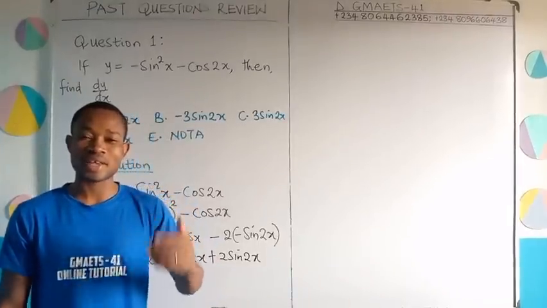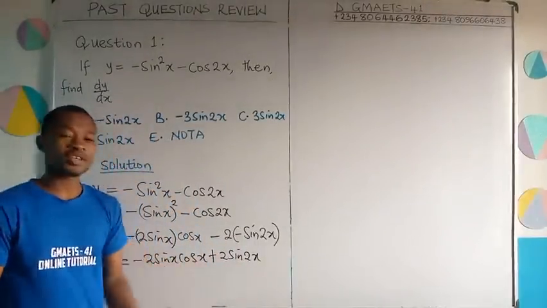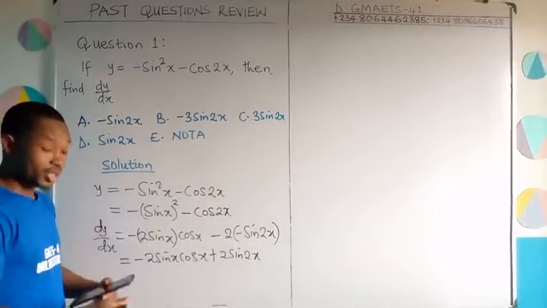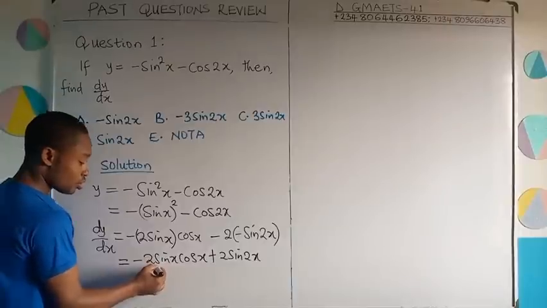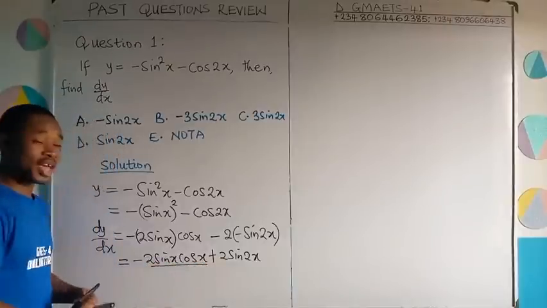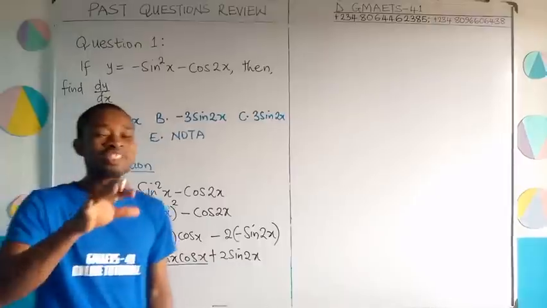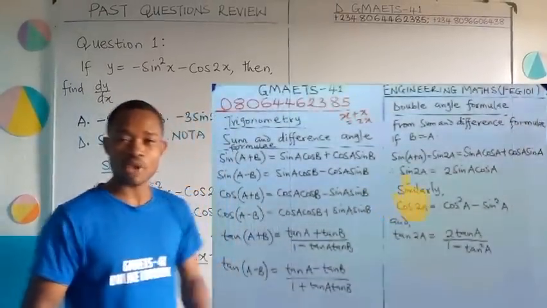And clearly, look at the options we have here. All of them are sine 2x, alright? And so I'm going to work this towards getting sine 2x. And how do I do that? Interestingly, I'm going to show you something. You see this term? These are 2 sine x cos x.